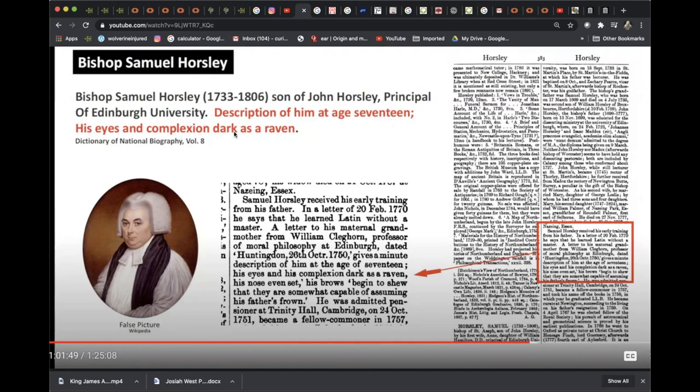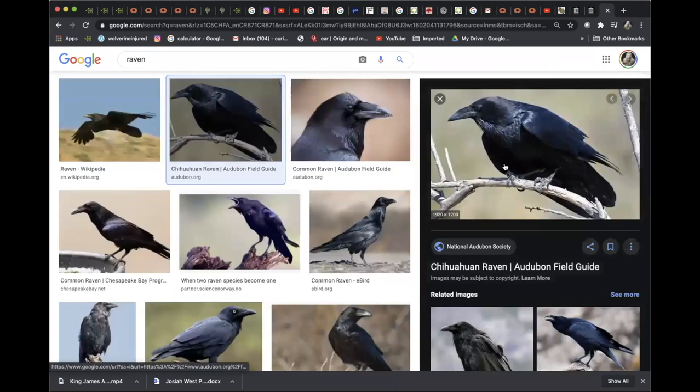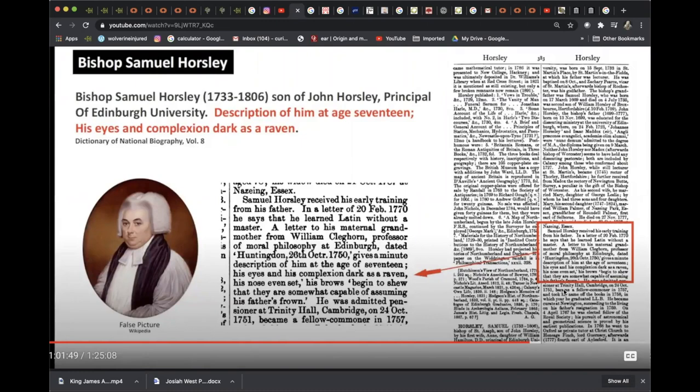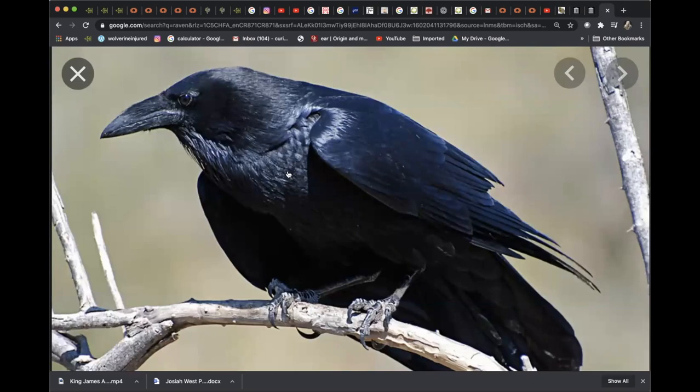You can't say, oh, they're saying dark because he got a tan. No, a raven. We all know what a raven looks like. Dark as a raven. Again, let's go back. Down here, you can see the excerpt from the dictionary, the National Biography. It says, his eyes and his complexion, dark as a raven. Black, so-called black, dark skin.